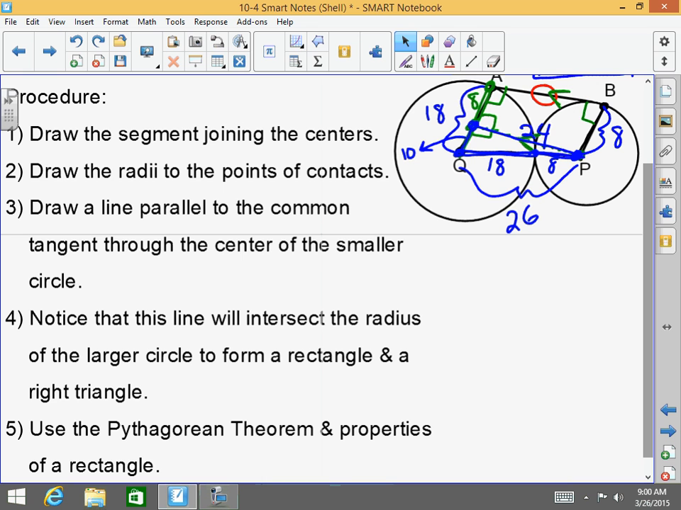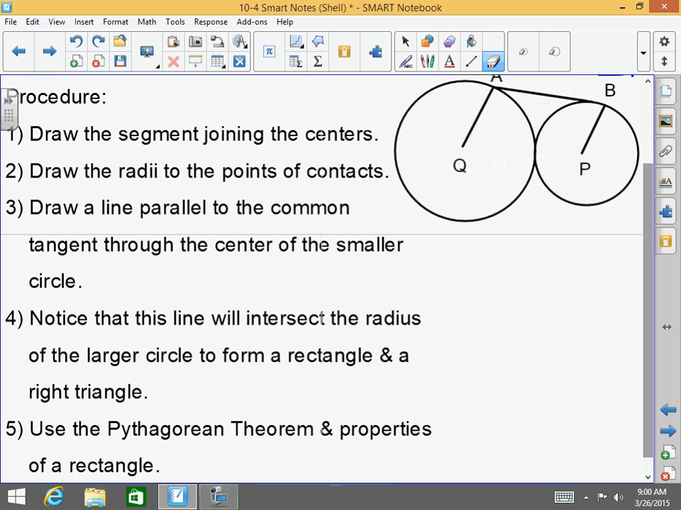Now again, just because I want to make sure you understand this, I want to go through it one more time. You're given the information that you have two circles and a common external tangent. So here's my common external tangent. You draw your radii, you can label them. You draw the line of centers.